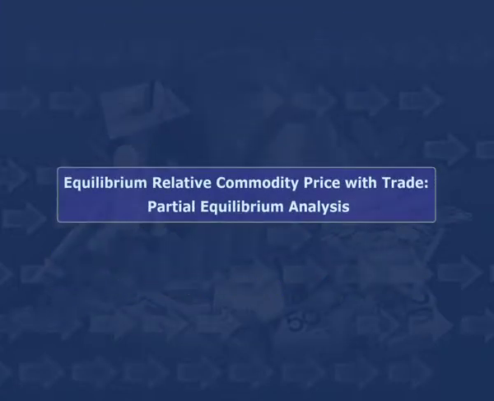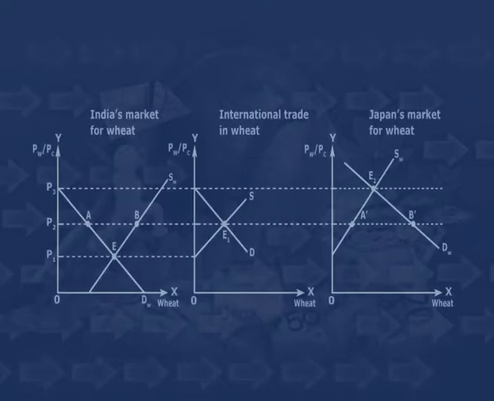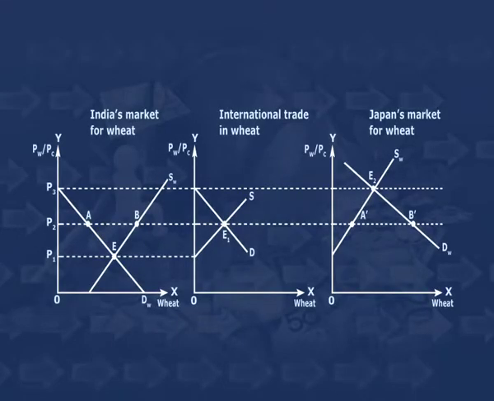Now we will look at equilibrium relative commodity price with trade. We will start with partial equilibrium analysis. Here in the figure we can see the equilibrium relative price with trade. In the absence of trade, India produces and consumes at point E. At this point, the relative price of wheat is P1. Similarly, Japan produces and consumes at point E2 at P3.